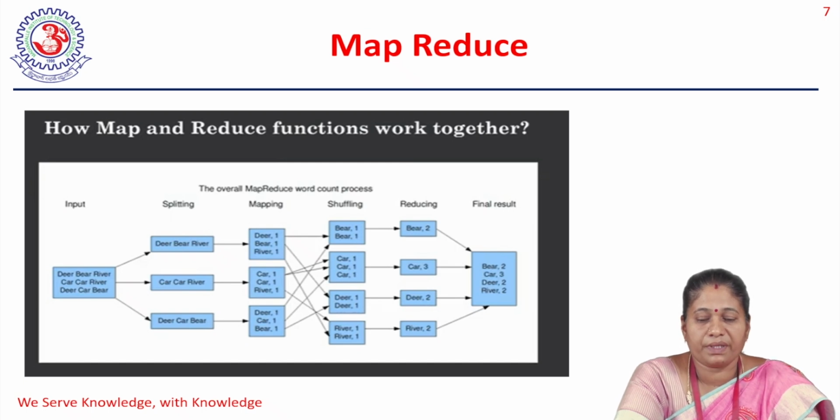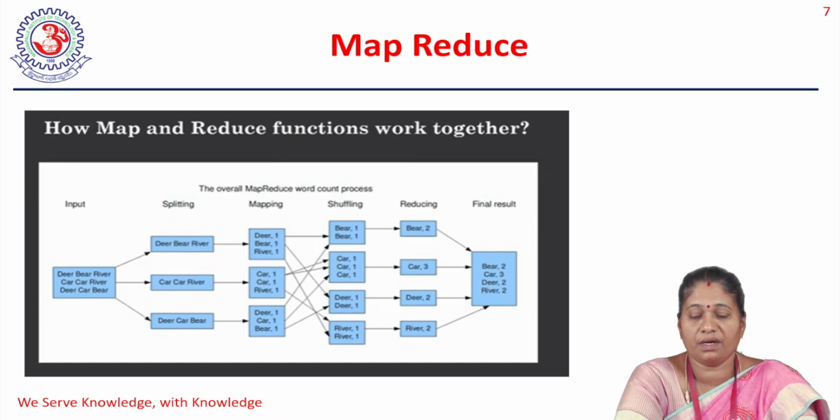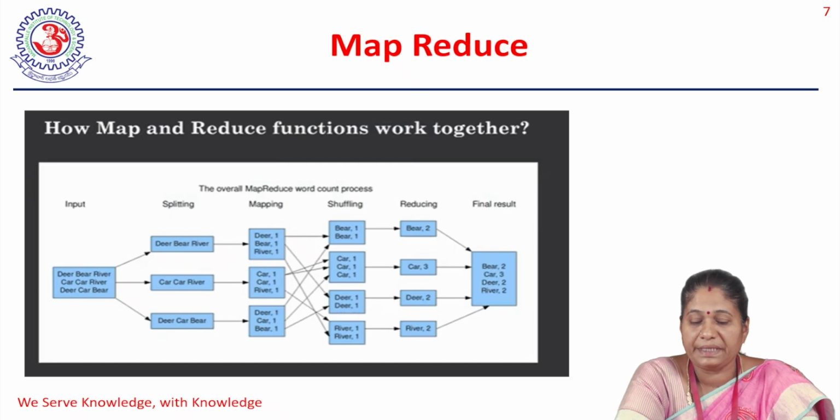After mapping, now I have to shuffle it. Shuffling makes one kind of classification, so we make a common group for all the features. Here in this example, we have features called beer, deer, car, and river. We have different kinds of data. Now in the shuffling phase, what am I going to do? In each mapping, how many beer are there? How many car are there? How many deer are there?